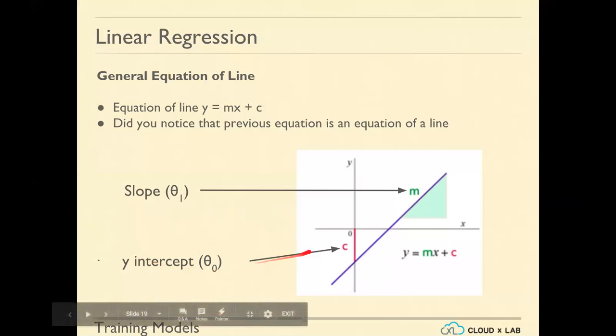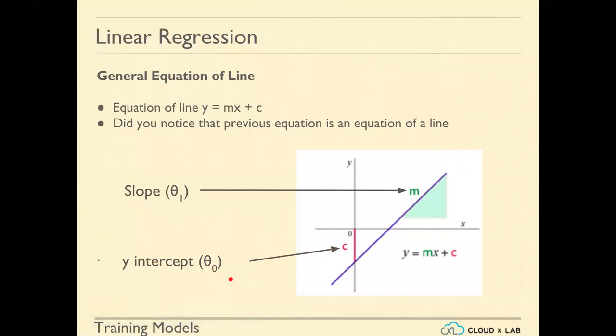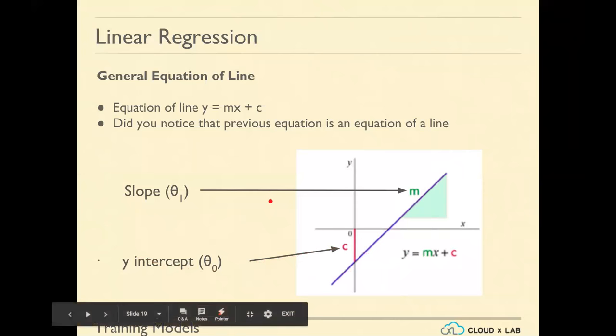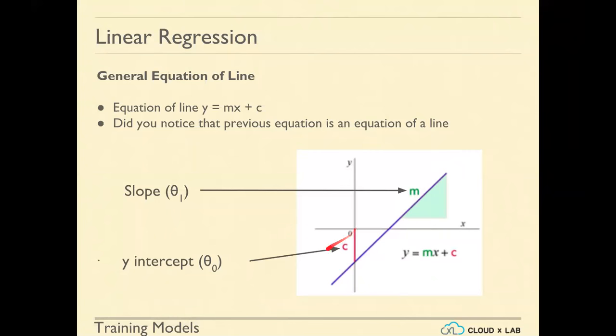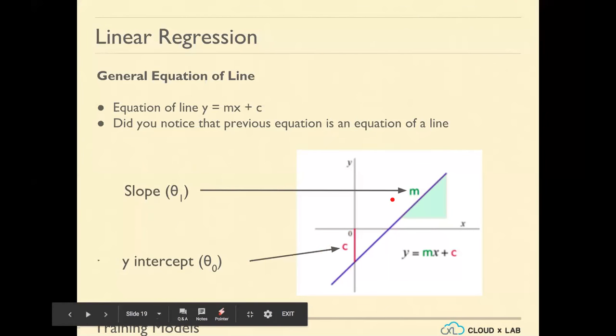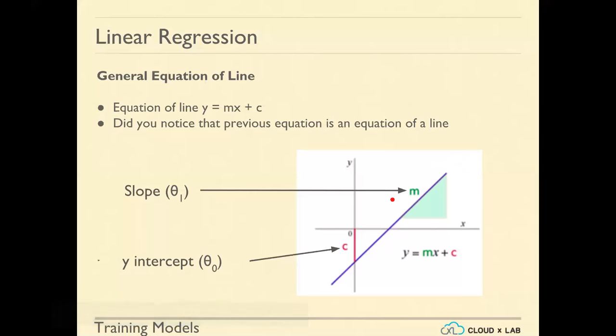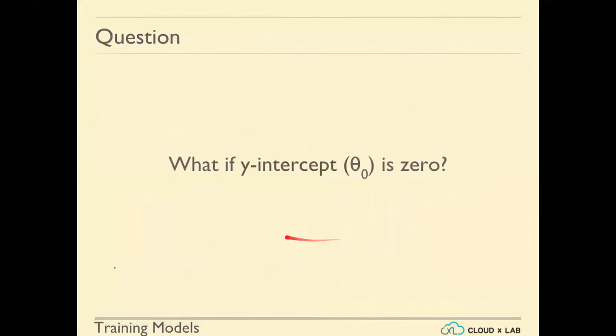If the y-intercept is 0, which is c is 0, the line will pass through the origin, right? If the slope is 0, so m is 0, then it will basically be a horizontal line. Okay, so it will pass through the origin. Good, very good.